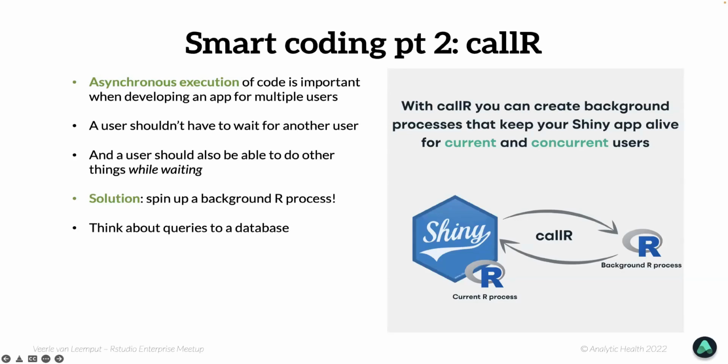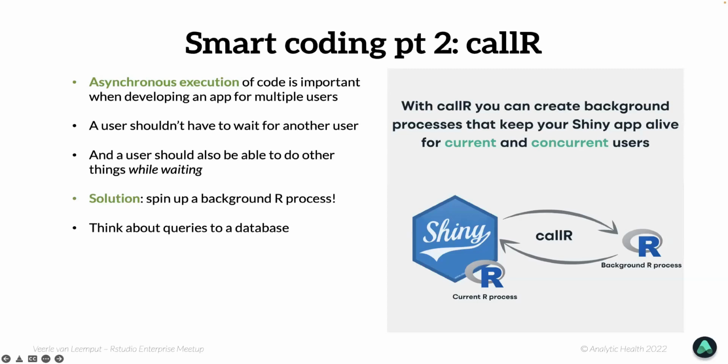So this is where callr comes into play, because with callr you can spin up background R processes. And this is really cool because your Shiny app is running on one R process, and then you can use callr to set up an additional R process, do the calculations there, then fetch the result and put it back into the current R process. So this is especially useful if you have queries to databases, which take a very long time.